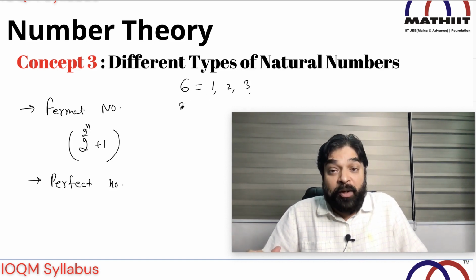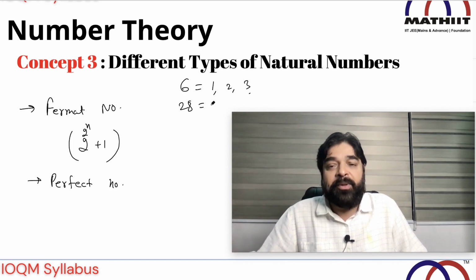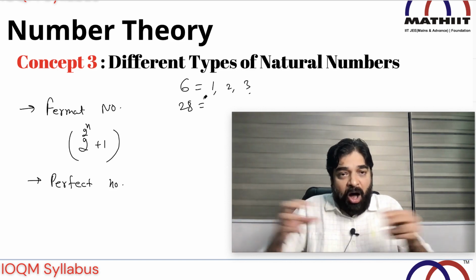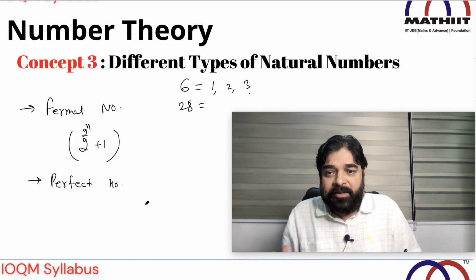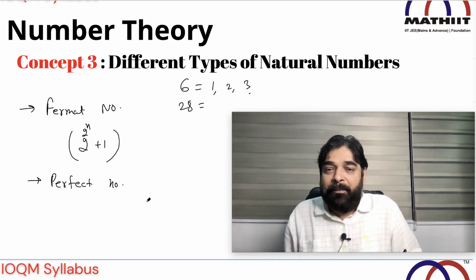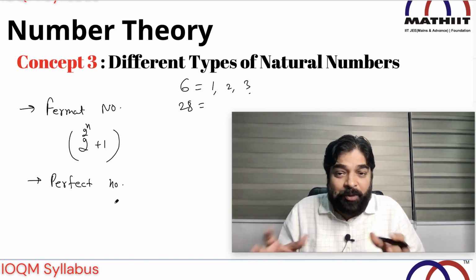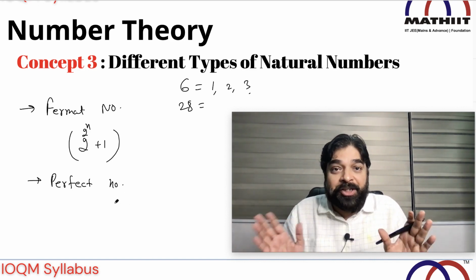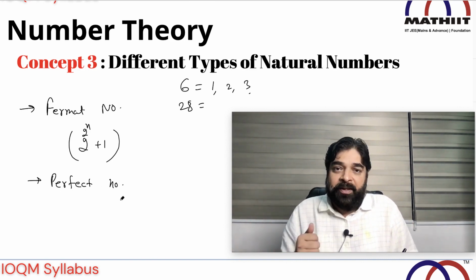Understood my point? 28 is also a perfect number. If you do it, I am not doing it, you do it and add all possible factors except 28, you will get 28. Understand? So 28 is also a perfect number. And the theorem, try to read. Just don't read like this what I am teaching. I am not teaching you. I am just telling you what that number is so that you can remember.